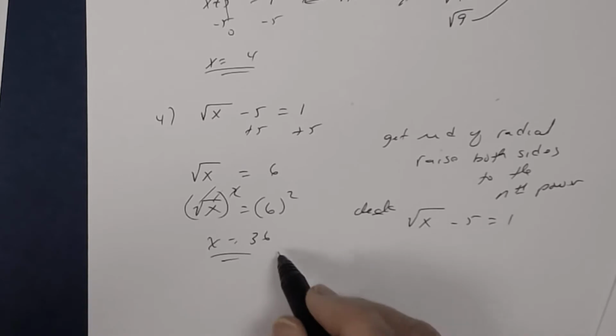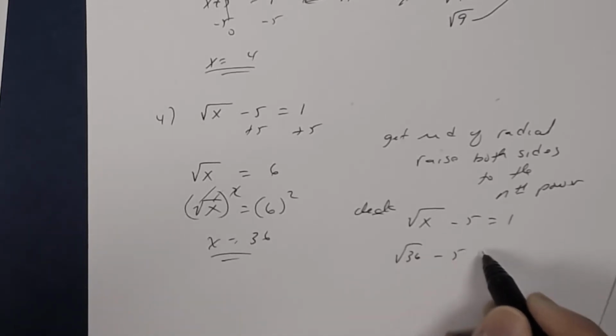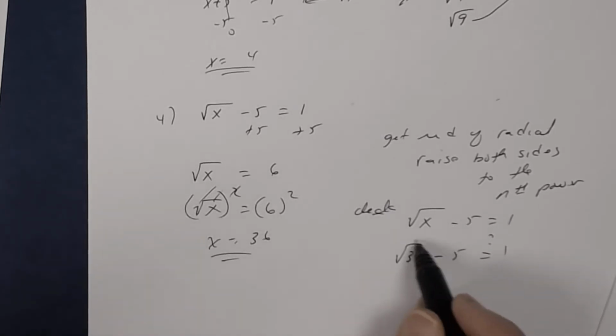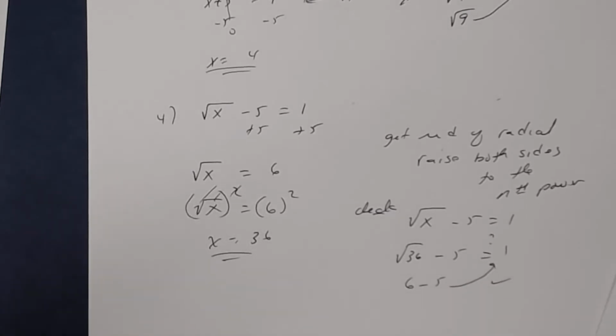And I'm saying x is 36, right? So let's check. The square root of 36 minus 5. And the question is, is that equal to 1? But what's the square root of 36? Square root of 36 is 6. And what's 6 minus 5? It is 1. So that's right.